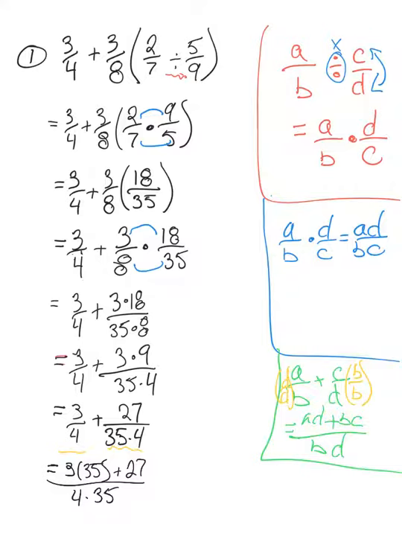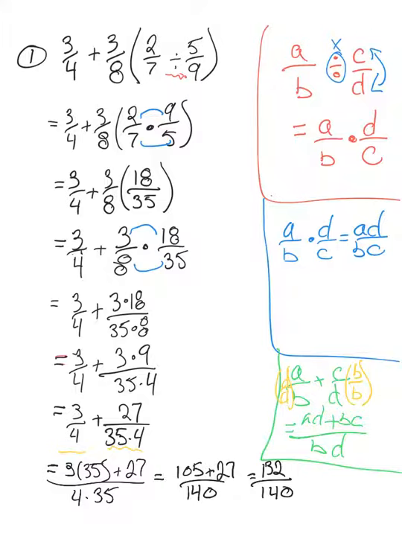So now the rest of this is just simple arithmetic. We need to multiply 3 times 35 and 4 times 35. 4 times 35 is 140, while 3 times 35 is 105, plus our 27, which would equal 132 over 140.